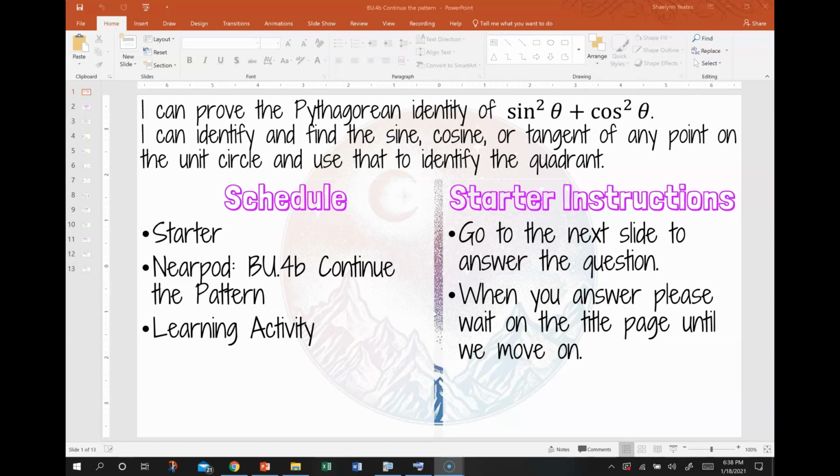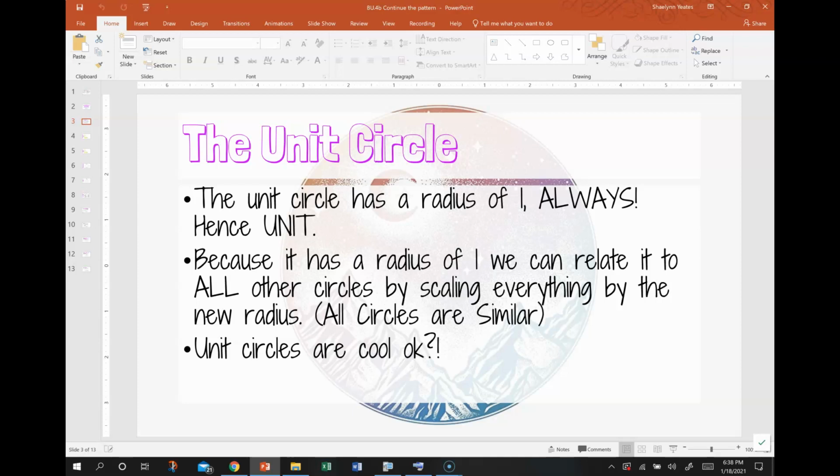All right, today we're going to specifically focus on proving the Pythagorean theorem identity because we didn't do that last time, and identify the sine, cosine, and tangent of any point on the unit circle that is used to identify the quadrant. All right, so the unit circle we talked about last time always has a radius of 1, hence unit.